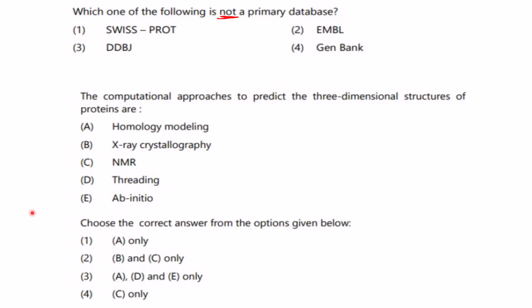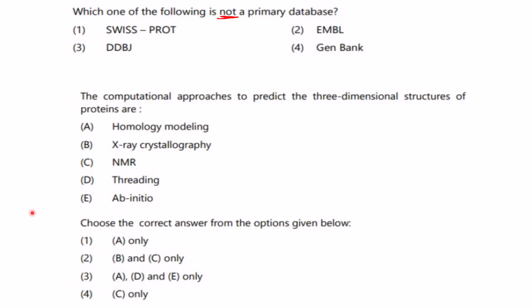And primary database examples include GenBank, which is for DNA sequence submission. Then the Protein Data Bank or PDB is there for three-dimensional protein structure, and EMBL and DDBJ are also primary databases which are for nucleotide sequence submission. Okay, that is primary database.